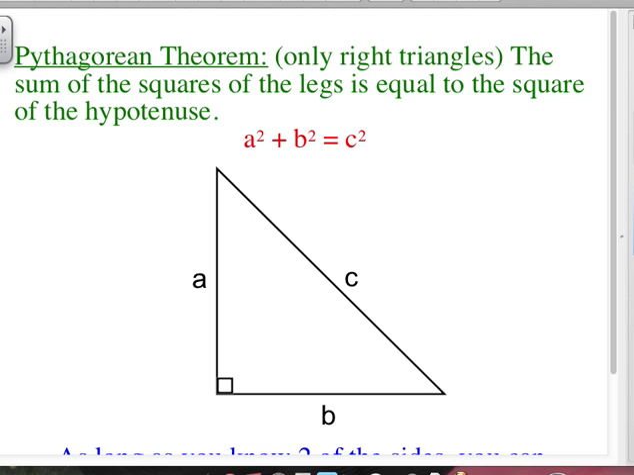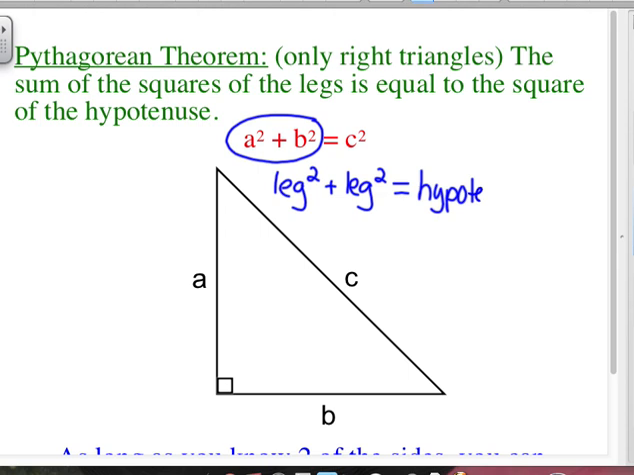Now what's this a, b, and c nonsense? Well, it says the sum of the squares of the legs. That's this part right here. This means a leg squared plus the other leg squared equals the square of the hypotenuse. Hypotenuse squared. So the legs are A and B, and the hypotenuse is C.